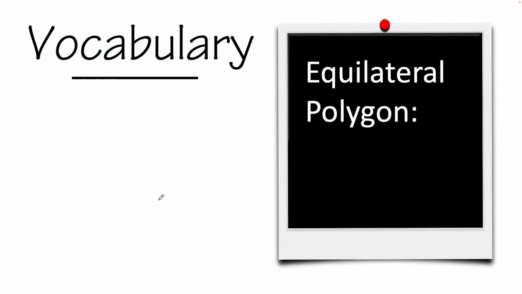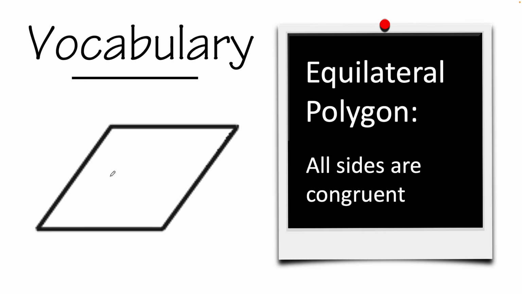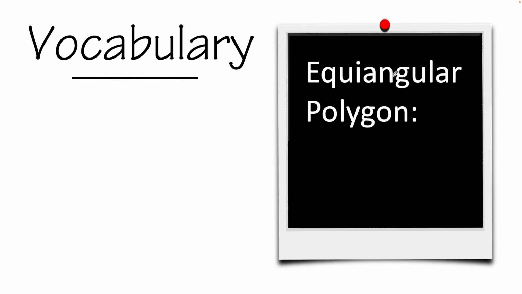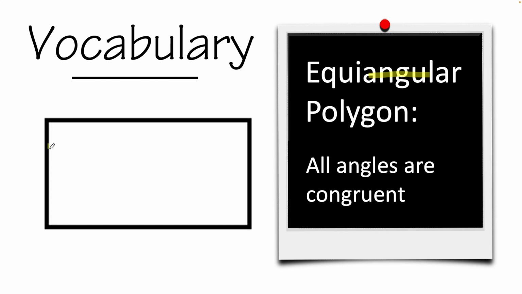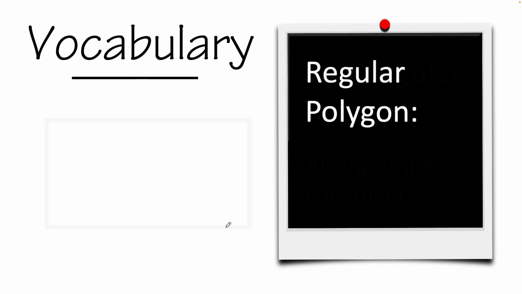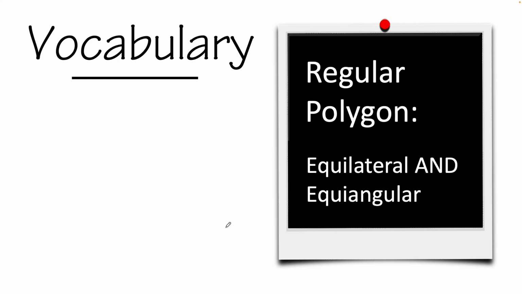Okay, an equilateral polygon means that all the sides are congruent. So I could put congruent markings on each of those sides. That means equilateral. Lat means side. An equiangular polygon, look at this, angular, means that all of the angles are congruent. So I could put these little congruent markings on each of the angles. That's an equiangular polygon. A regular polygon is when it's equilateral and equiangular. So all the sides are the same and all the angles are the same.